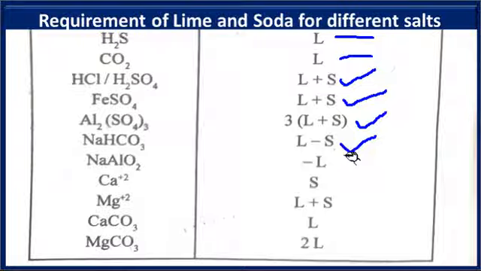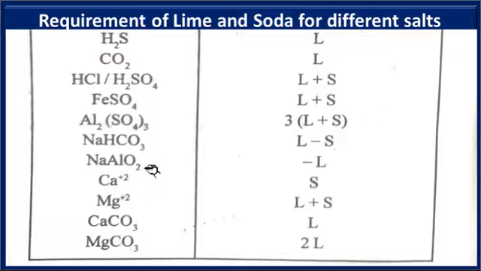Why minus S? Because soda is produced in the reaction of sodium bicarbonate and the lime. That is why we are putting minus S here. If sodium meta-aluminate is used as the coagulant, then we put minus L, because when sodium meta-aluminate reacts with the water, it generates OH minus ion, which compensates the requirement of the lime. That is why minus L is written here.